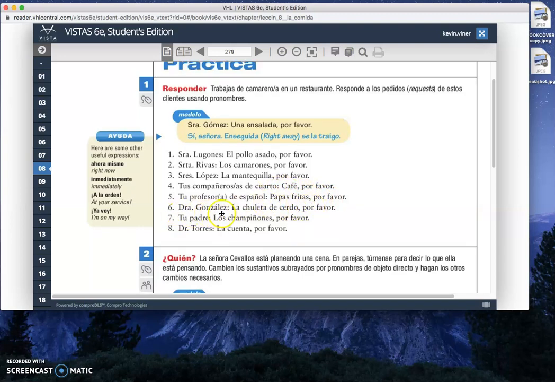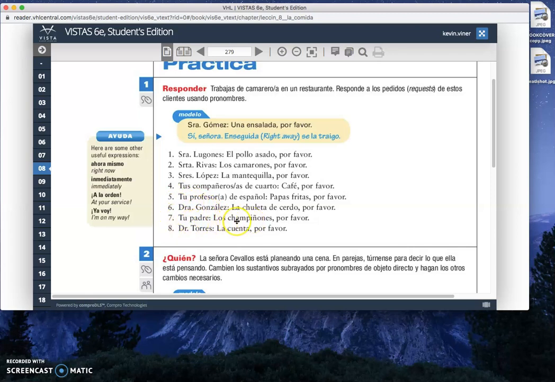La doctora González is asking for la chuleta de cerdo, por favor. Pause it. And we're back. Sí, señora. Enseguida se la traigo. The la is referring to la chuleta, and it's se because you're being formal.